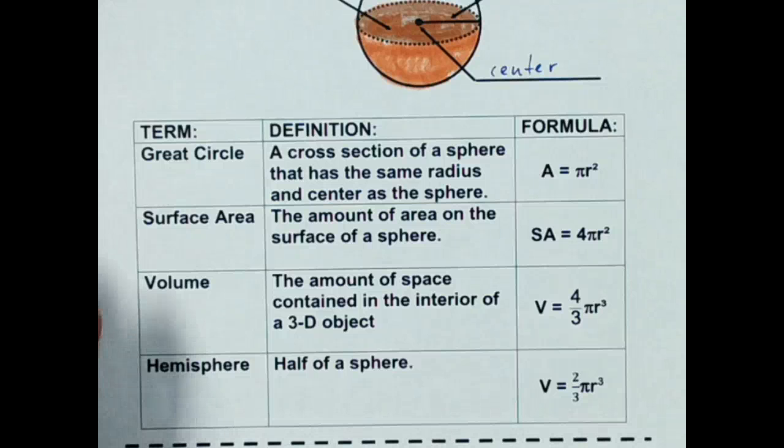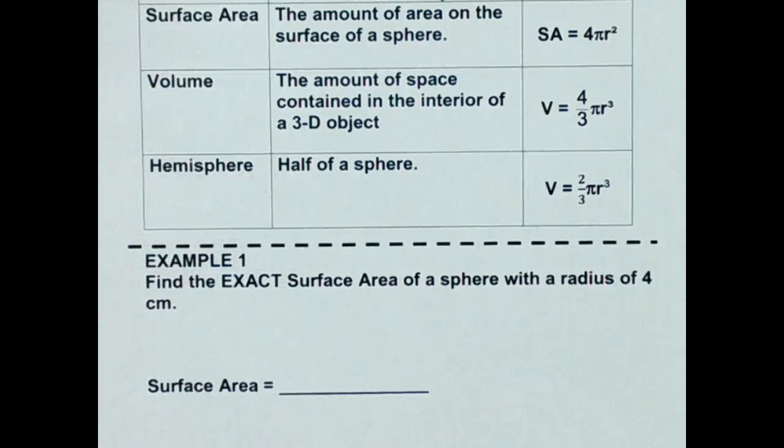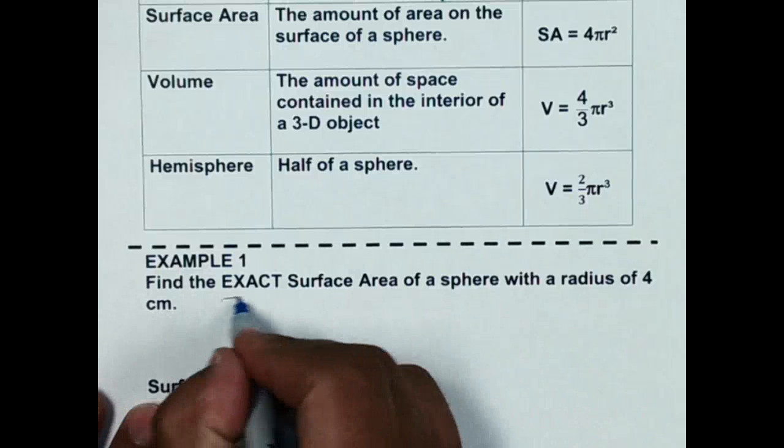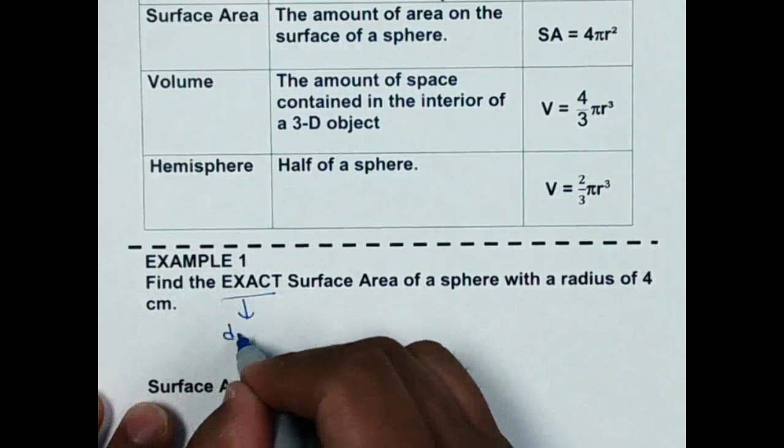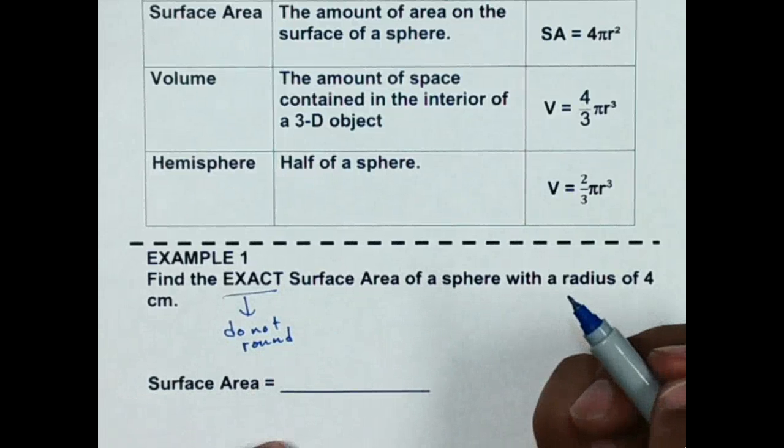All right, so let's jump right into this and solve one of these problems. Find the exact surface area of a sphere with a radius of 4 centimeters. When it says exact, that means do not round. It means I want an exact answer.